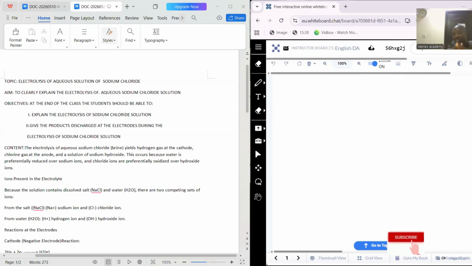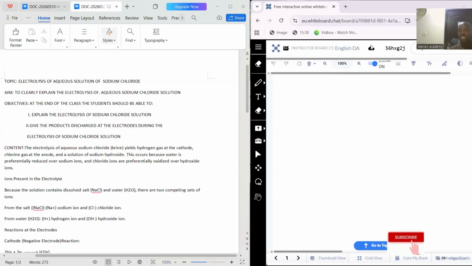In our chemistry class today, we'll be looking at a different topic, and that topic is tagged Electrolysis of Aqueous Solution of Sodium Chloride. The aim for this class is to clearly explain the electrolysis of aqueous sodium chloride solution.